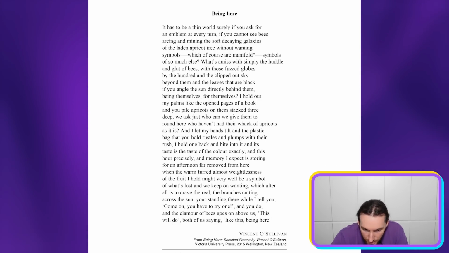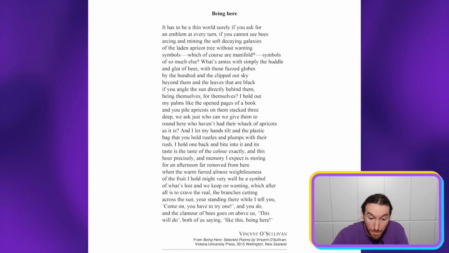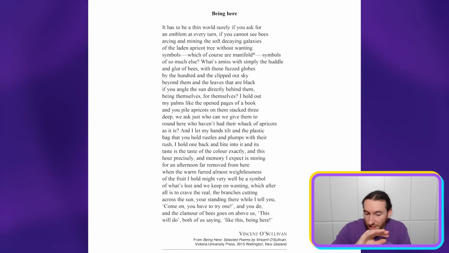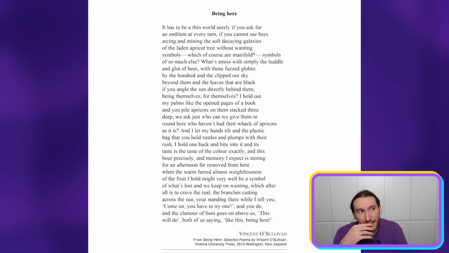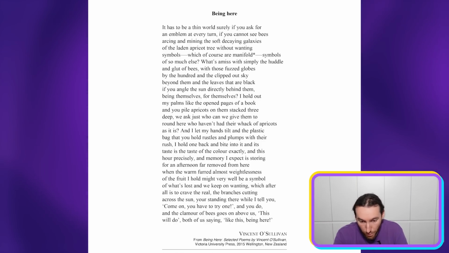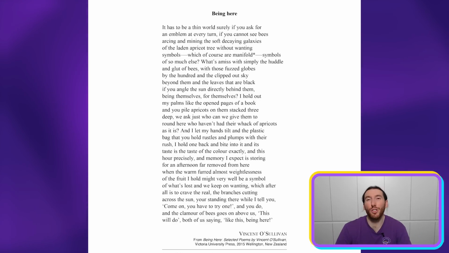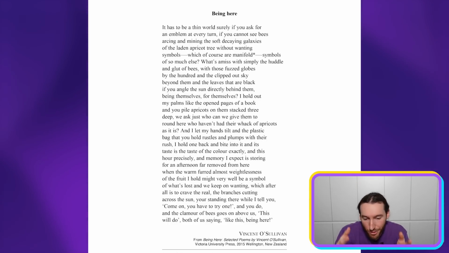What kind of style is she using? Well, it's not a structured poem. See how this is a poem, but it's not structured. It has to be a thin world, surely, if you ask for an emblem at every turn, if you could not see bees arcing. It just keeps going, right? So it's actually like free verse, but it's not even verse in this case. It's basically just this endless prose, a lyrical kind of prose. So I might call it that. Actually, I'm not going to call it that, because I'm going to assume that maybe you'll get in there and not know what kind of poem it is. That's fine. So let's go with what's realistic.